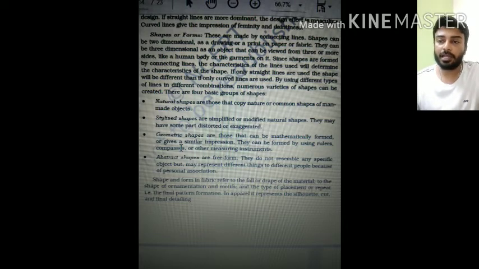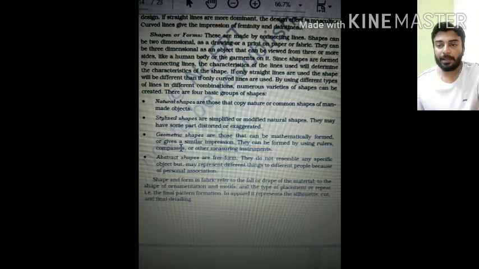And the last one is the abstract shapes. These are free form, they do not resemble any specific object but may represent different things to different people because of personal associations. So abstract means it can be of any texture, it can be of any design. So abstracts are those things.